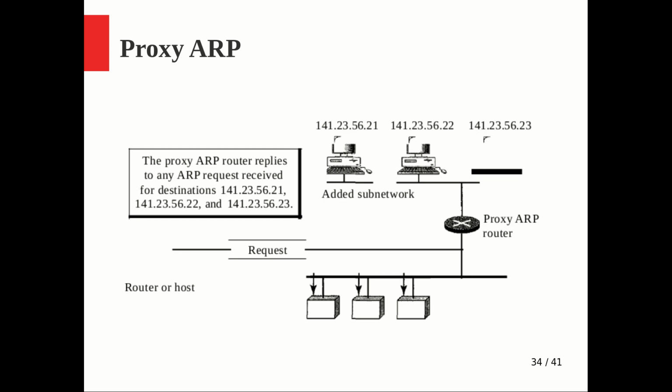There is a picture given here, where you can see that this is the proxy ARP router. That is nothing but our normal router with this proxy ARP software installed on top. This proxy ARP router replies to the ARP request received for the destinations. So we have the destinations 141.23.56.21, 22, 23, on different networks other than the network we are looking at.